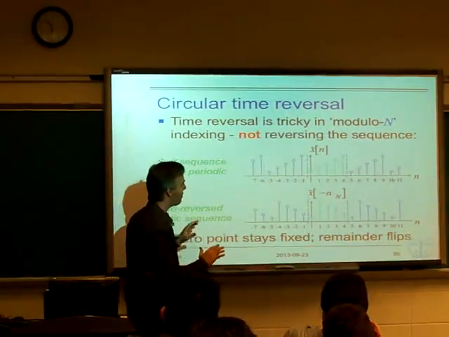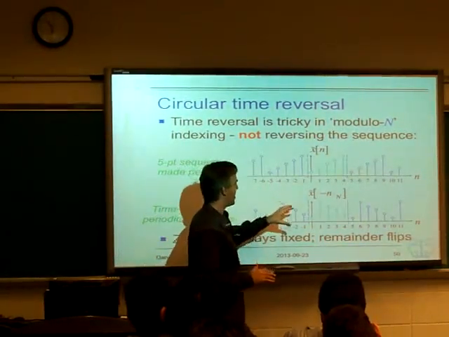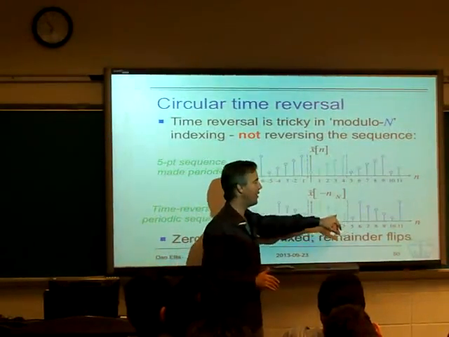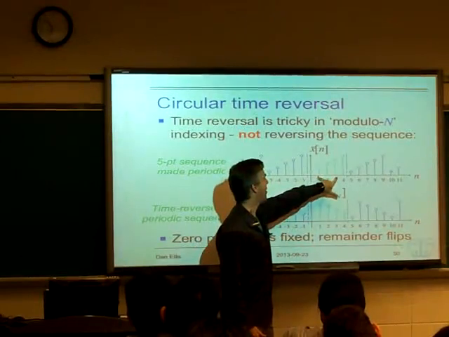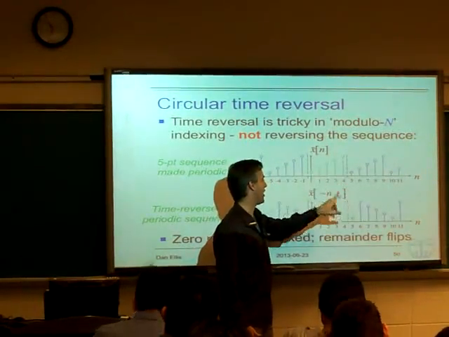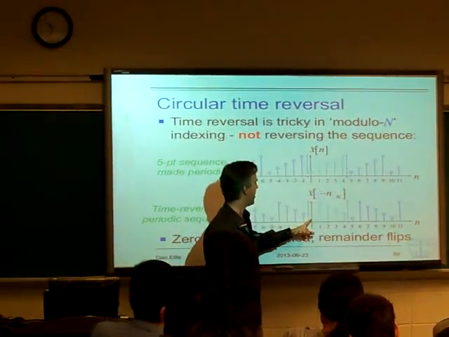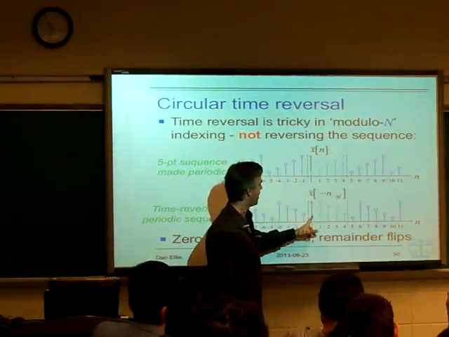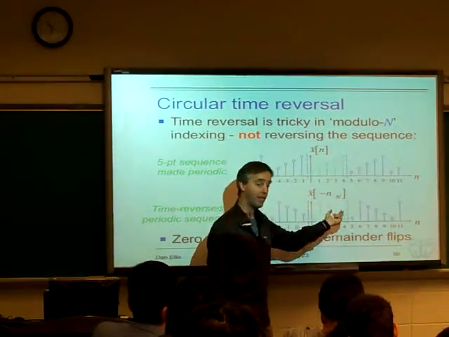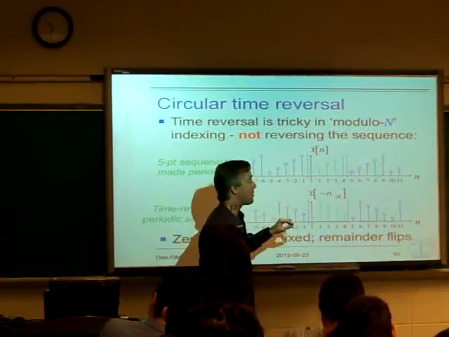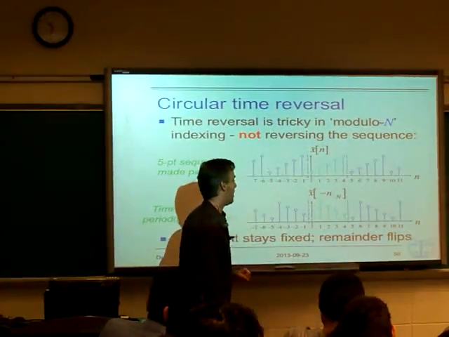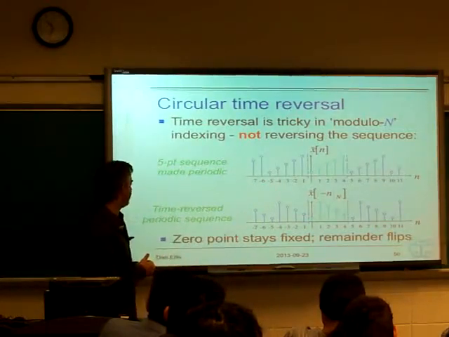So the math all works out. There's nothing surprising I'm saying here, but in order to remember that and avoid the natural mistake of thinking that reversing a finite length sequence is just reversing it, this is the picture to think about. The bottom line is the 0 point stays the same, and then the remaining points get reversed, which seems very arbitrary until you look at it this way and you see that it fits in.